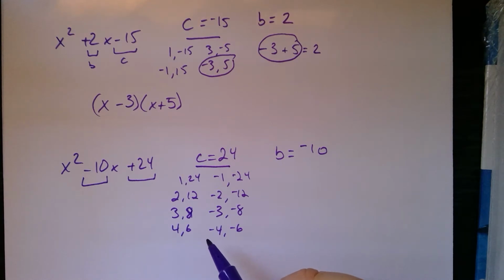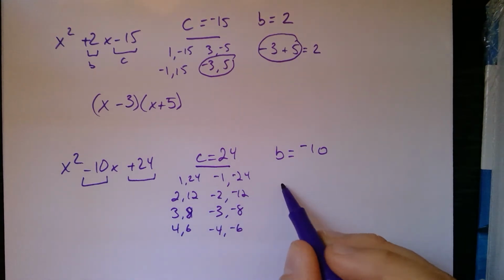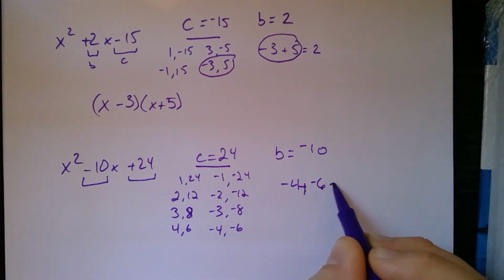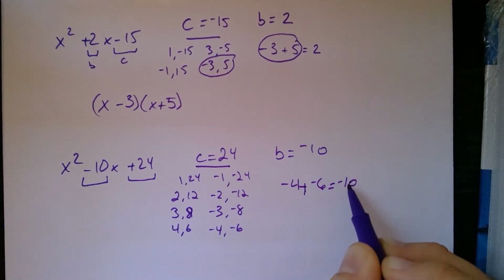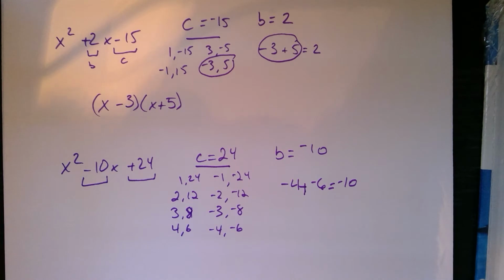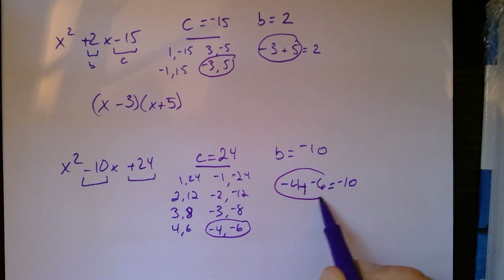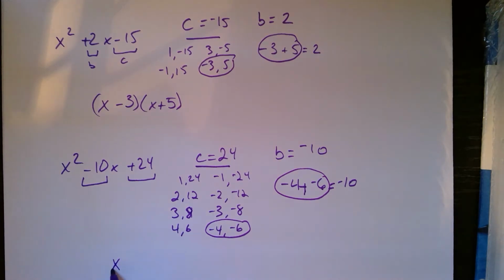Let's start here and here. We've got negative 4 plus negative 6. Oh, that's actually going to be exactly what we want. Negative 4 plus negative 6 equals negative 10. So there are our numbers that we want. We're going to plug those into factored form. So we have x minus 4 times x minus 6.